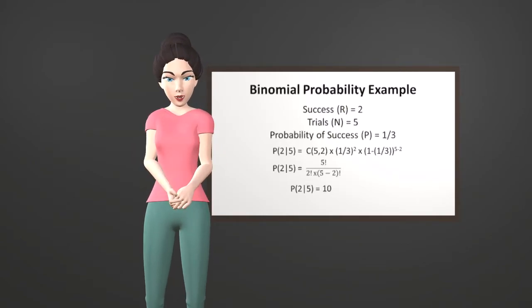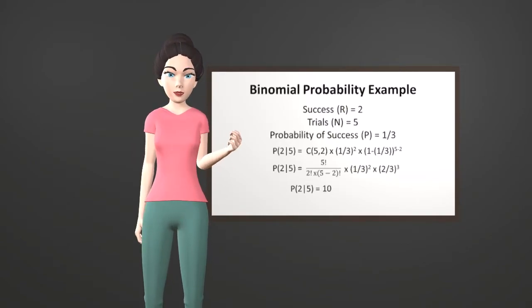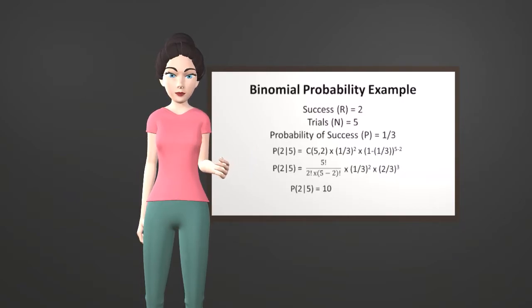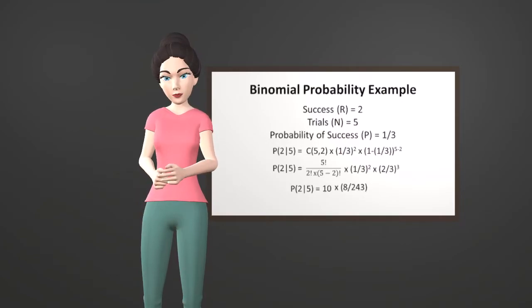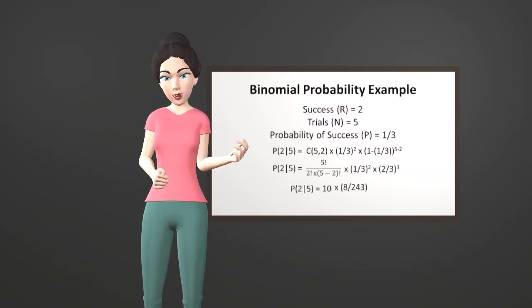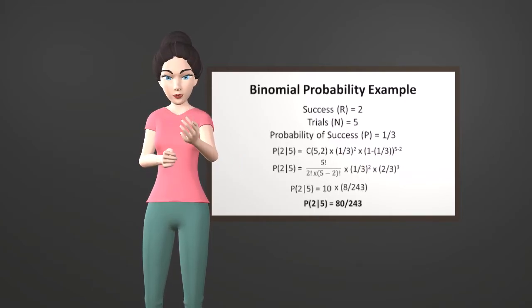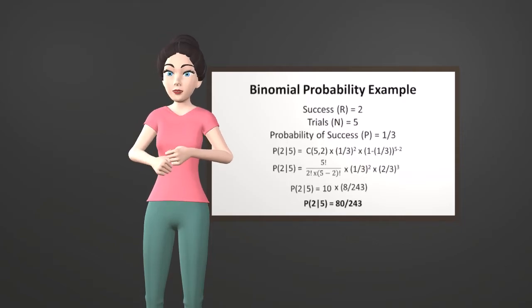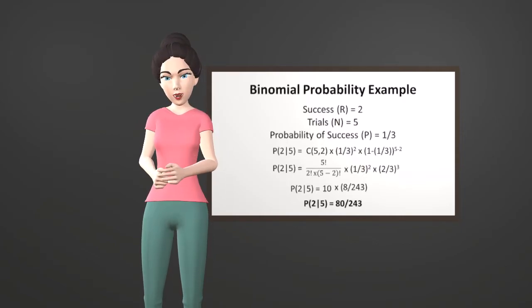The joint probability of any one sequence is 1/3 times 1/3 times 2/3 times 2/3 times 2/3, which equals 8 divided by 243. Multiply the number of combinations times the joint probability of a sequence. We get 10 times 8 divided by 243, which equals 80 divided by 243, or about 0.33. This means you have about a 1/3 chance of rolling a die 5 times and getting 5 or 6 to come up exactly 2 times.